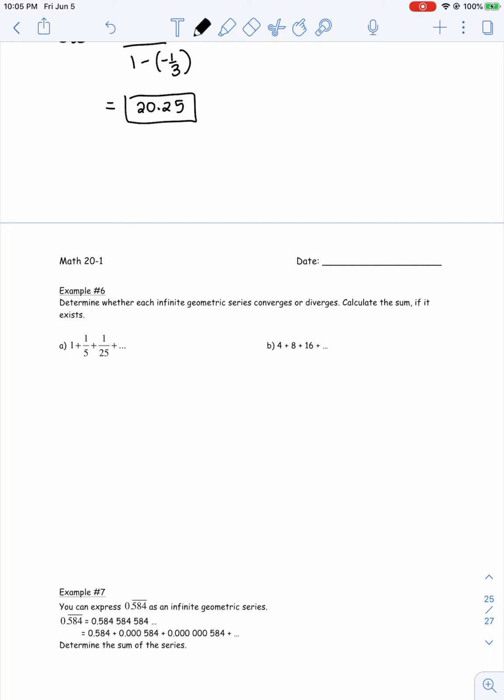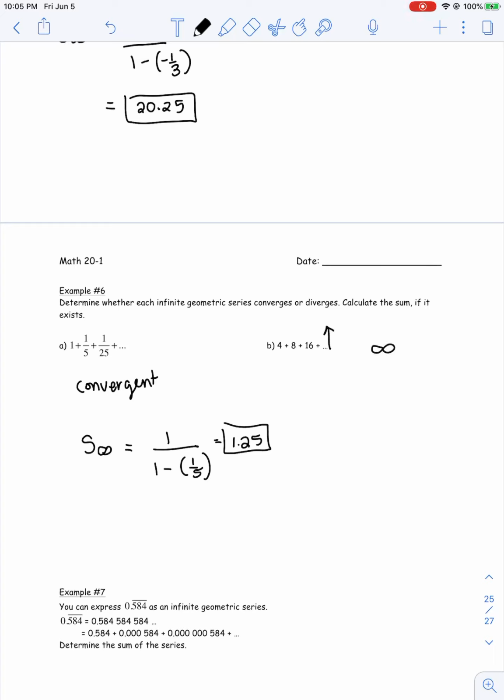Here, if we keep adding a smaller fraction, this is going to be convergent. So anytime we add a smaller and smaller number, it's going to be convergent, which will take t1, which is 1, and divide it by 1 minus your r value, which is 1/5. That's by taking t2 divided by t1. If you put that into your calculator, you'll get 1.25 as the sum of infinite terms.